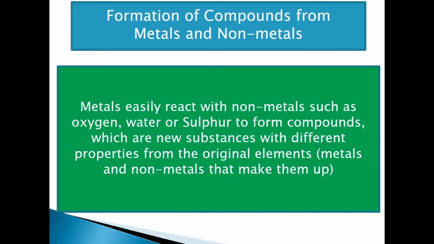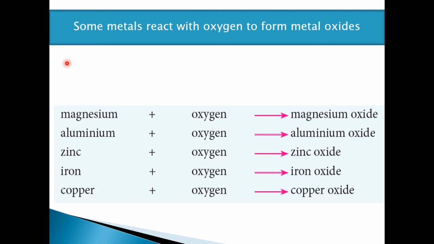Metals easily react with non-metals such as oxygen, water or sulfur to form compounds, which are new substances with different properties from their original elements. Some metals react with oxygen to form metal oxides. For example, magnesium reacts with oxygen to form magnesium oxide. Aluminium reacts with oxygen to form aluminium oxide.